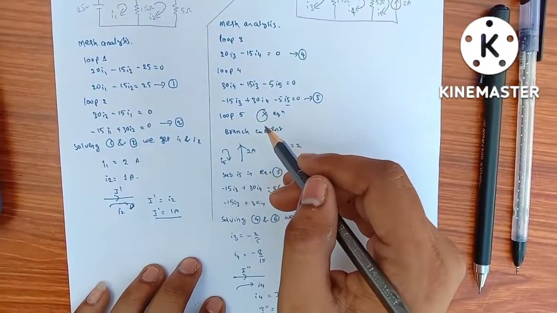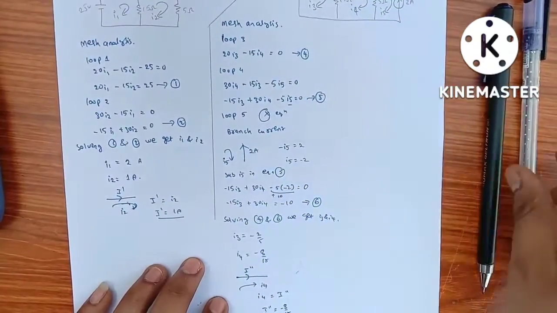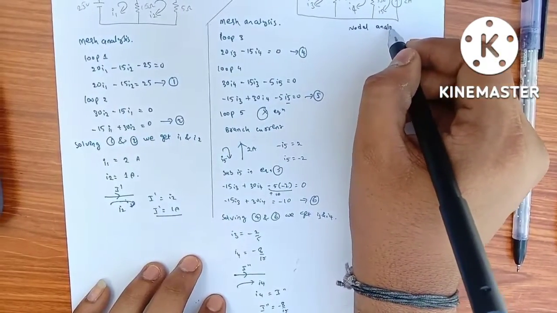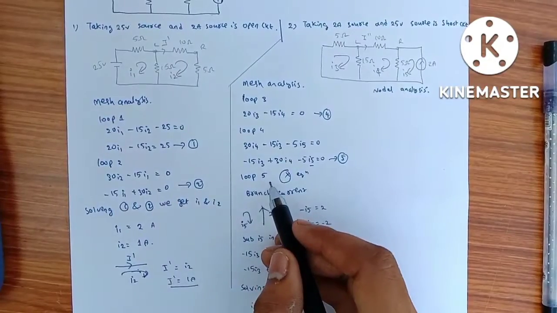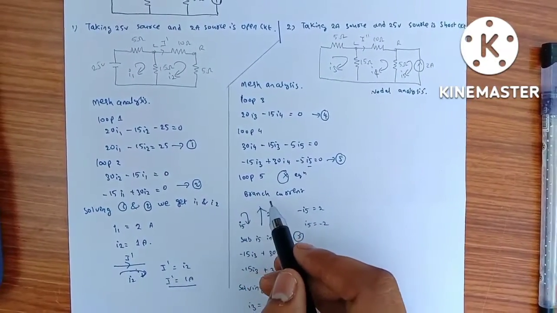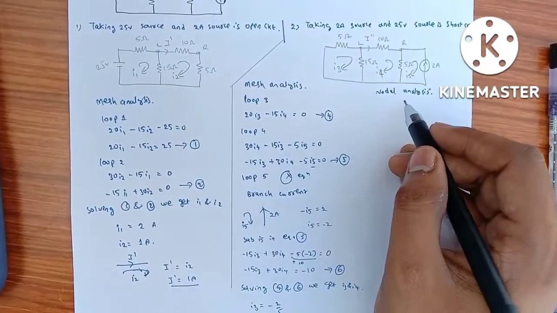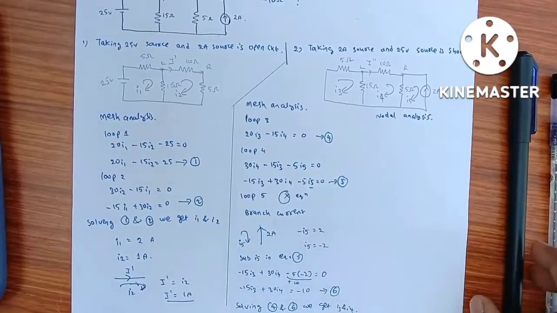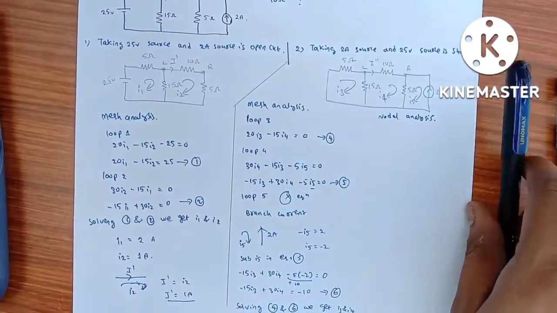Suppose when you fall into trouble with mesh analysis, you may use nodal analysis. I will show how to solve by using nodal analysis also. Some people get trouble in solving loop equations. They may not get an idea of a branch current, so you may use nodal analysis, or you may verify whether the answer is correct or not by using another method. So I am considering nodal analysis here.